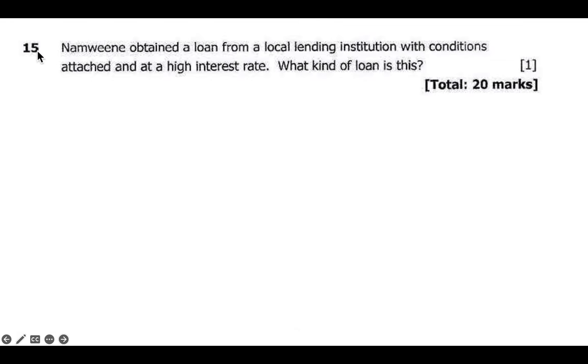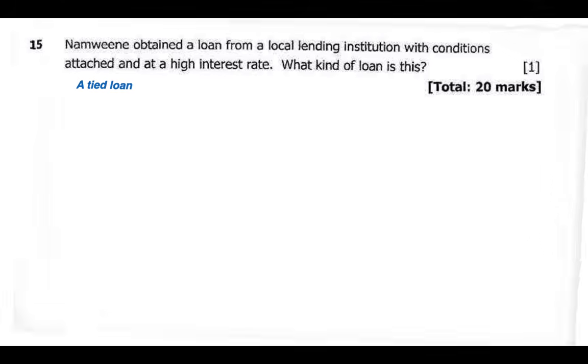So in the other question, we have question 15, the last one for section A. Someone obtained a loan from a local lending institution with conditions attached, and at the highest rate. What kind of a loan is this? We can call it a tied aid or a tied loan, so any of the two. Okay, so we can say a tied loan or tied aid. That's what we can state.